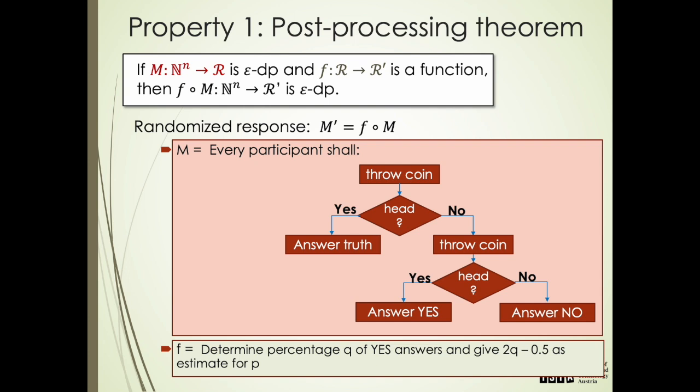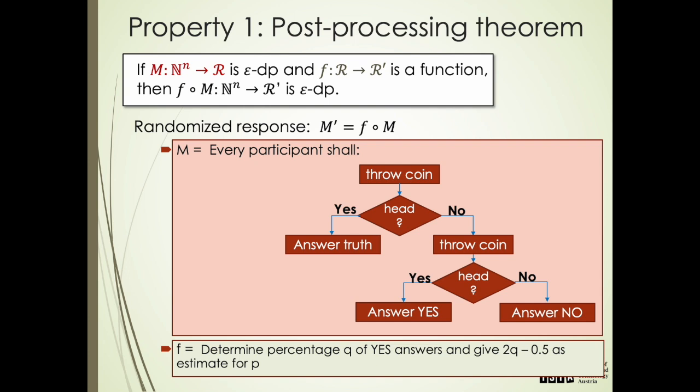Okay, so now in order to analyze randomized response, I only need to analyze this first part. I don't need to analyze the second part. Because the second part does not look at the initial data of the real users, again, has no contact to the users. Okay, so it doesn't look at the initial data, only looks at the output of this mechanism.